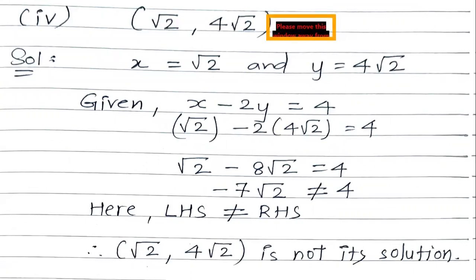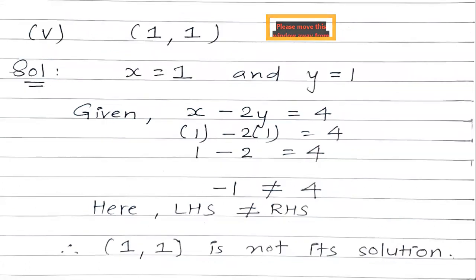Likewise, you can do with the fourth option, wherein x is root 2 and y is 4 root 2. You can go through the calculations that are done on the screen, and you can see that LHS when solved gives you minus 7 root 2 and RHS when solved gives you 4. Are they equal? No, they are not. So LHS is not equal to RHS in this case. And hence, we shall conclude that the given coordinates, that is root 2 and 4 root 2, is not the solution of the equation x minus 2y is equal to 4.